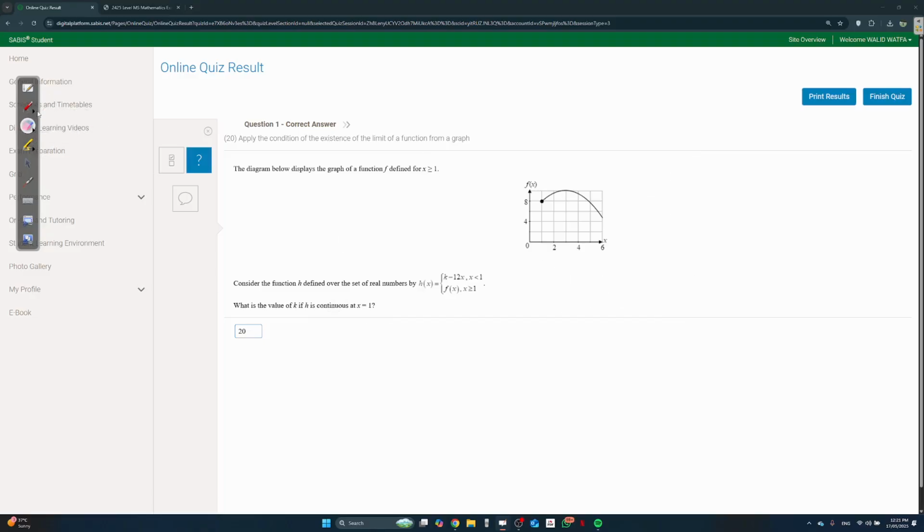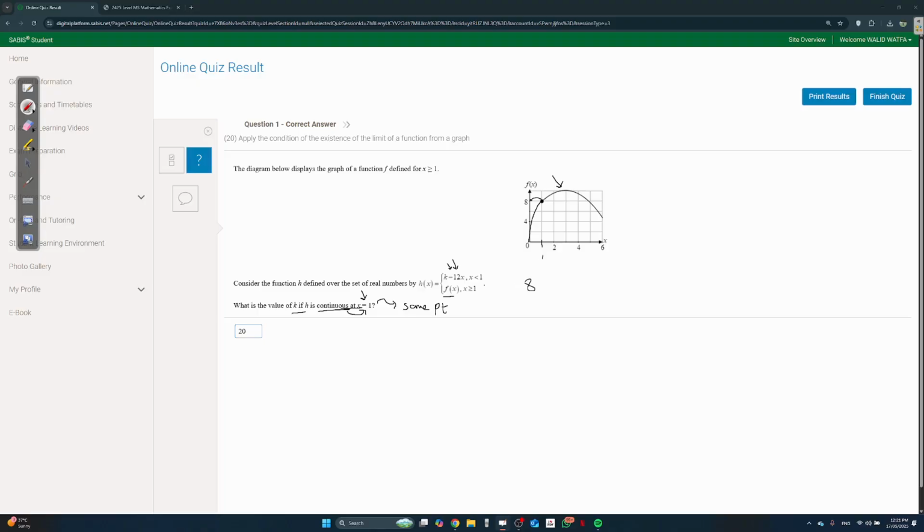Anyways, they're asking what the value of k would be. They gave us the piecewise function. Before 1, it's the function k minus 12x, and after 1, it's the function f of x, which is drawn over here. They're telling us it's continuous at x equals 1. What does continuous mean? It means that at x equals 1, both pieces have the same point. So at x equals 1, what's the value of my y value?